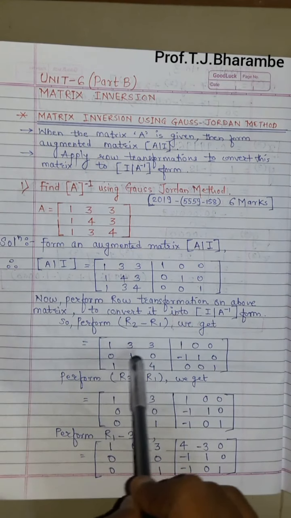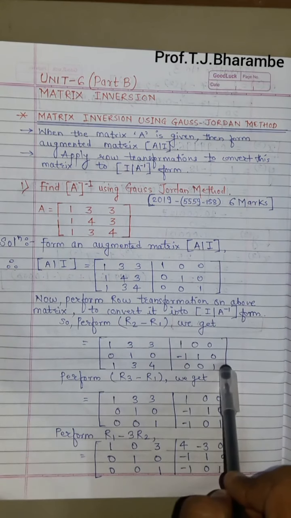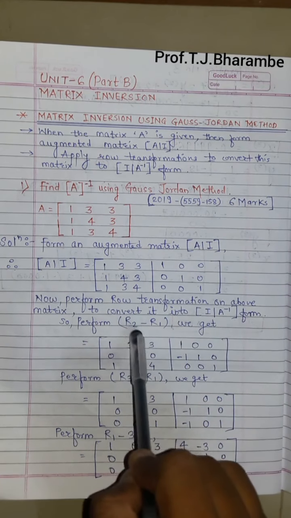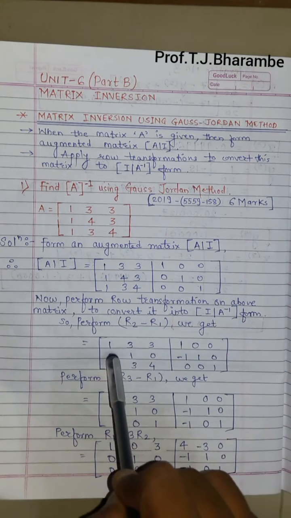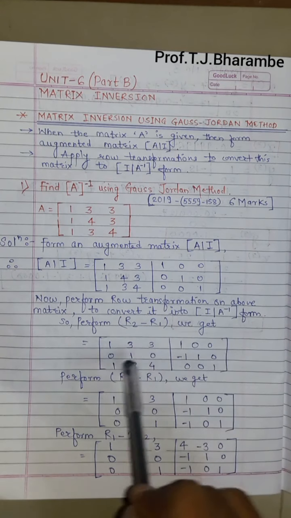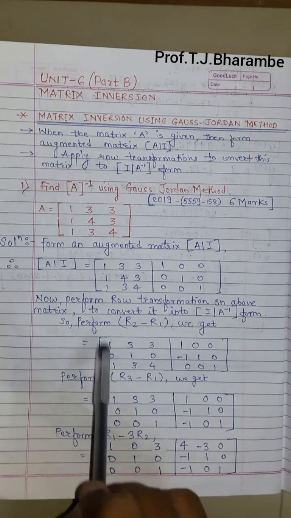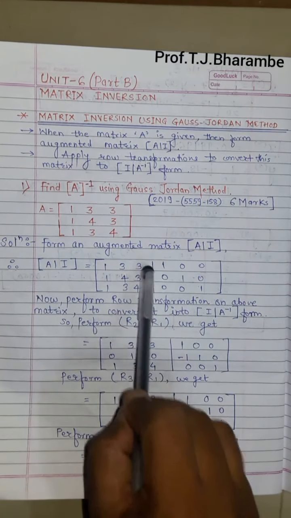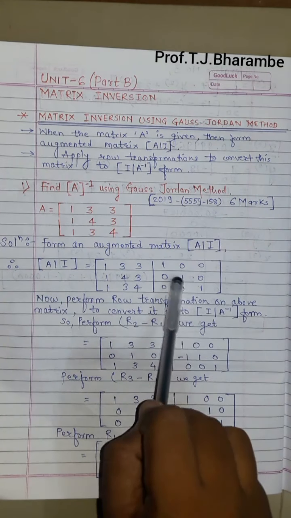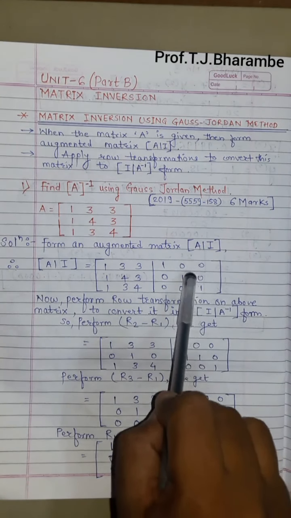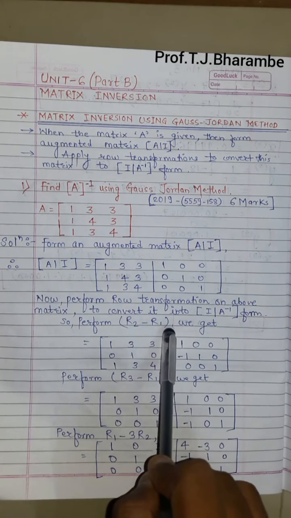So always prefer to write row number 1 as it is and row number 3 as it is, and row number 2 is changing here, so write it afterwards, after performing the calculations. So see here, R2 minus R1: 1 minus 1 is 0, 4 minus 3 is 1, 3 minus 3 is 0, on this side 0 minus 1 is minus 1, 1 minus 0 is 1, 0 minus 0 is 0. So we have performed this R2 minus R1.